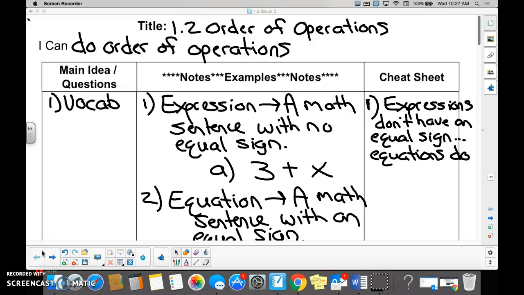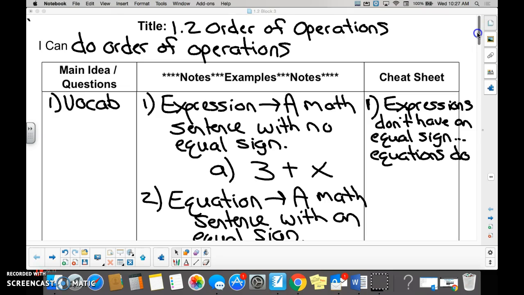1.2 order of operations. I can do order of operations. Agree with our I can statement. Can you do order of operations? Yes. And this was a review thing, but most of you have noticed that there are some tricky things in order of operations that maybe we've gotten wrong in the past that we're fixing right now.